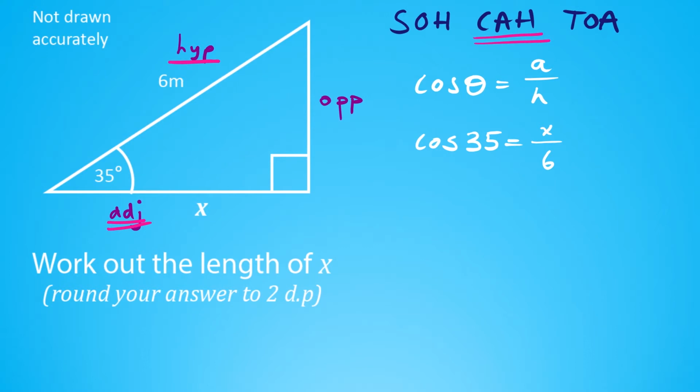All we need to do is to rearrange this a little bit. We want that x to be on its own. We're trying to make x the subject of this. So if I multiply both sides by 6, that's going to look like this. So let's make a note there. We're going to multiply by 6. Multiply both sides by 6.